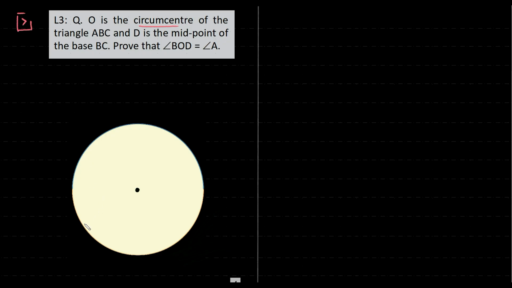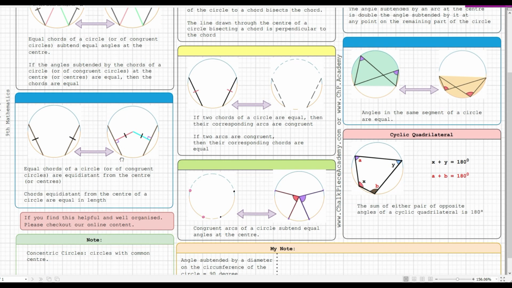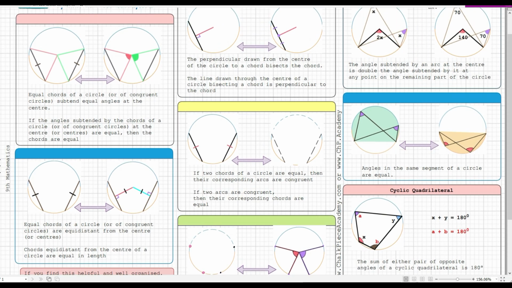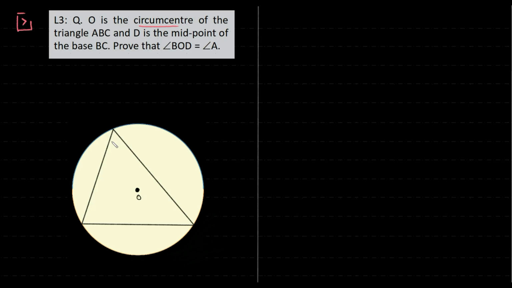So if we have a triangle, any random triangle, this is the center, right? We have a triangle which is circumscribed by a circle, right? I think I have it here, concentric circles. Okay, I don't have it, I'll add it, or you guys can also write it yourself. So a triangle is being circumscribed by a circle.